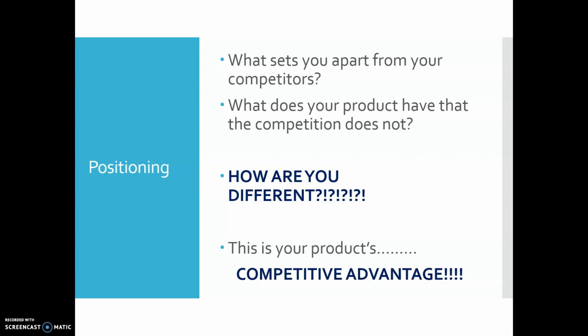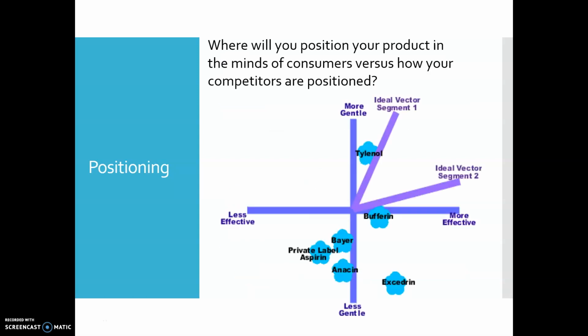So if you're not really sure how you want to position yourself, you might already know. You might already say, I'm superior because of X, Y, and Z, and this is how I'm going to position myself. And that's great. But if you don't, there's a great exercise you can do. It is called a positioning map.